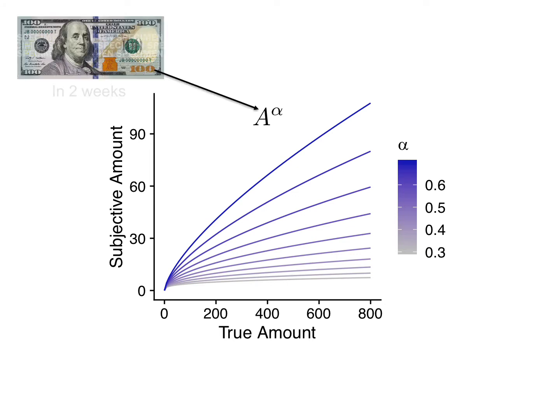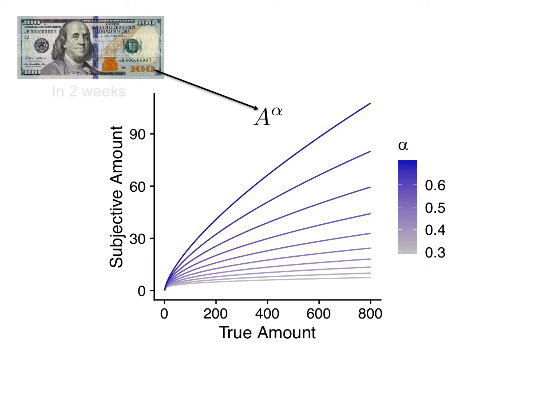So this might be if I'm given an option of $100 in 2 weeks. A here is just the reward amount, $100, and alpha is a power function that changes sensitivity to changes in the amount. For people with a really low alpha value, rewards are valued more for their frequency than for their amounts.